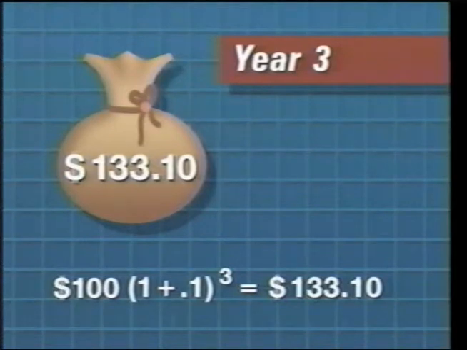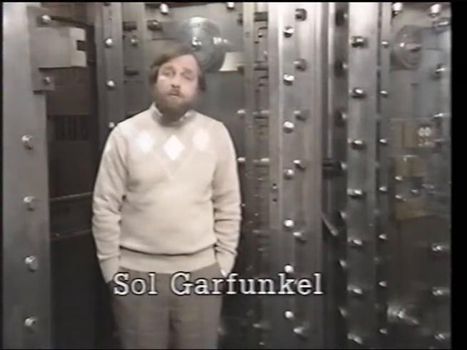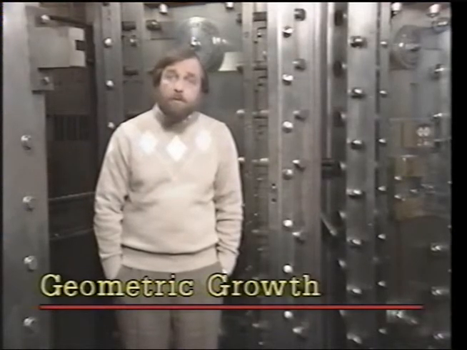At the end of 3 years, Dave's new balance will be $133.10. This continues for as long as he leaves the money in the account, so at the end of 5 years, say, his final balance will be $161.05. In a compound interest account, interest is earned on interest. So every year, although the interest rate remains unchanged, Dave will earn more money than he did the year before. Mathematicians call this kind of increase geometric growth.